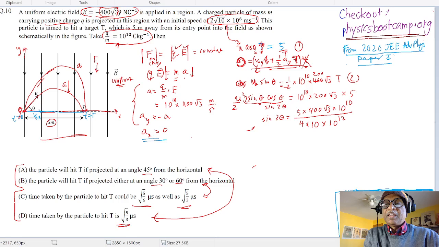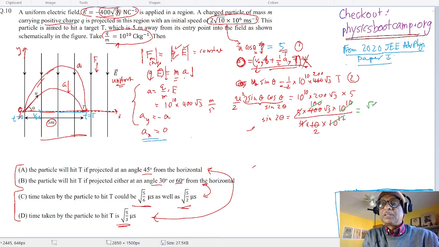So what we have here is 2, and this becomes 100. 100 with 10 to the 10 would cancel out that guy. This cancels that guy. So I get square root of 3 over 2. But this is sine 2 theta.